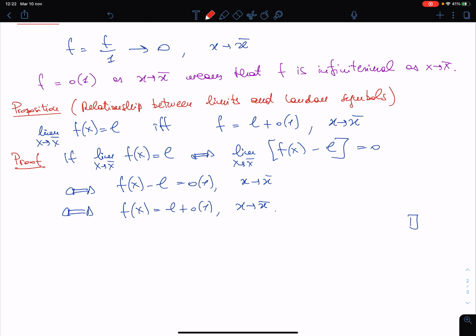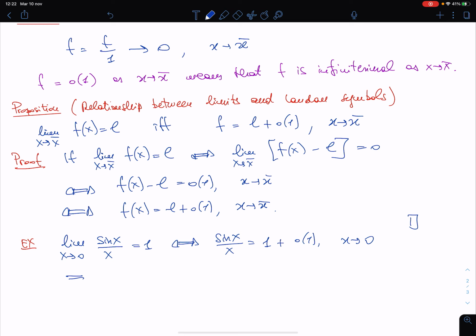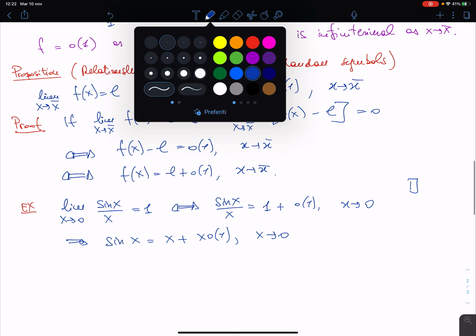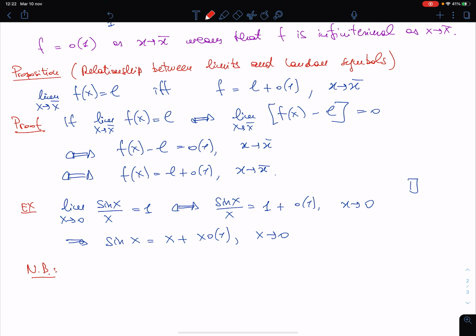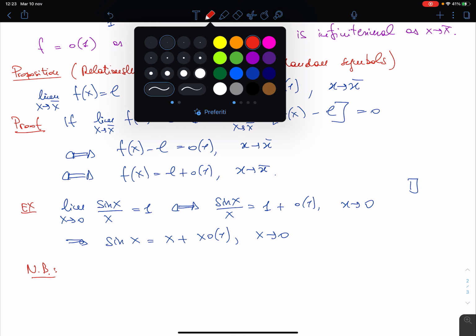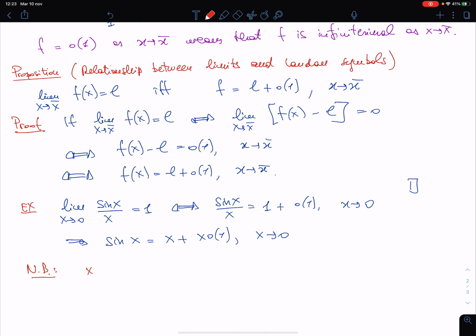So it's time for a very well-known example, and we know that the limit for x going to 0 of sine of x over x is equal to 1, and this is true if and only if sine of x over x is 1 plus little o of 1 as x goes to 0, and I can multiply by x, and I write that sine of x is equal to x plus x little o of 1 for x going to 0. X times a function which is infinitesimal for x going to 0. And now I write here nota bene because it is very important. I'm saying that x little o of 1 is equal to little o of x as x goes to 0.